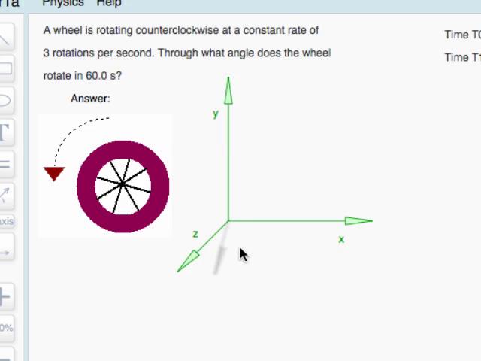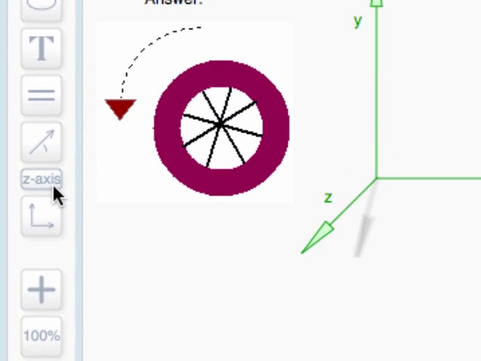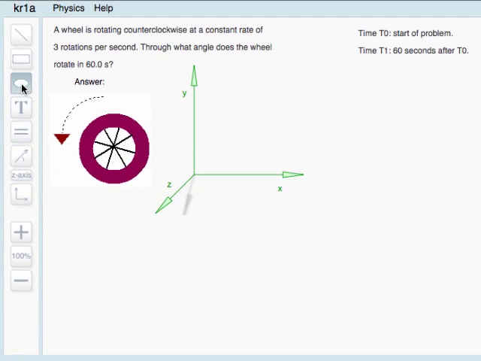Andy's already knows that this problem is going to require the Z-axis, so it does that for you. You don't have to think about it. It also enables this button on the side for the Z-axis. You'll be able to use it as you draw your vectors later on. But before we do that, I'm going to draw out the wheel.